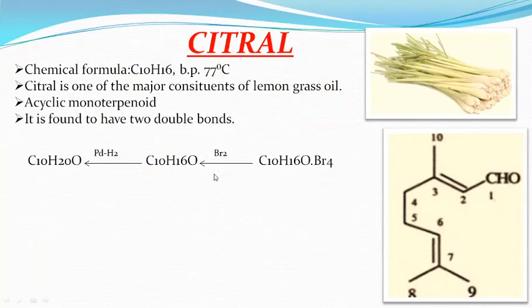Next we come to a very important compound of terpenoid, citral, which is found in lemongrass. It is the most important member of acyclic monoterpenoids. Its chemical formula is C10H16O, boiling point 77 degrees centigrade.